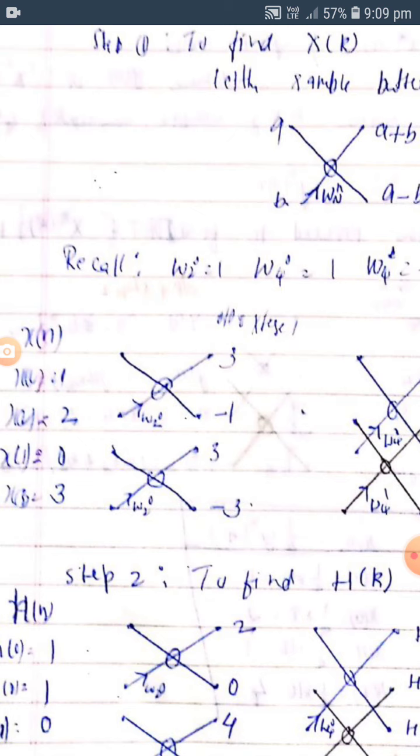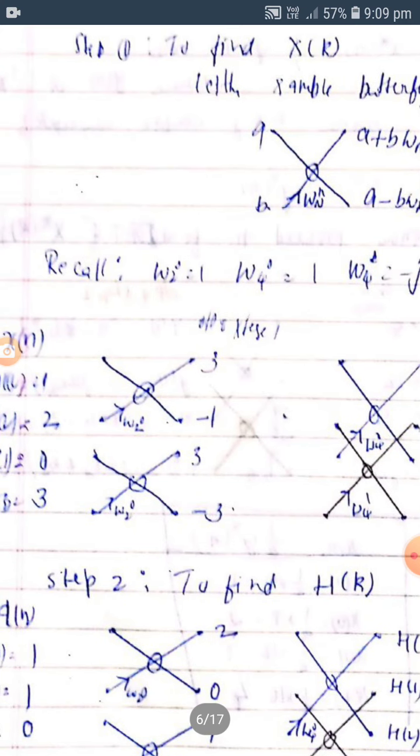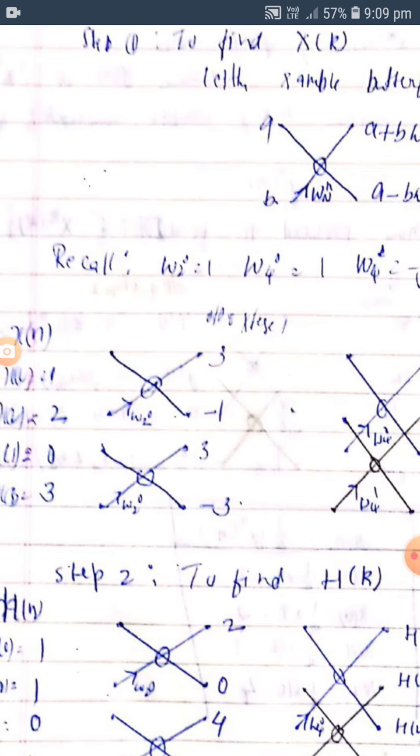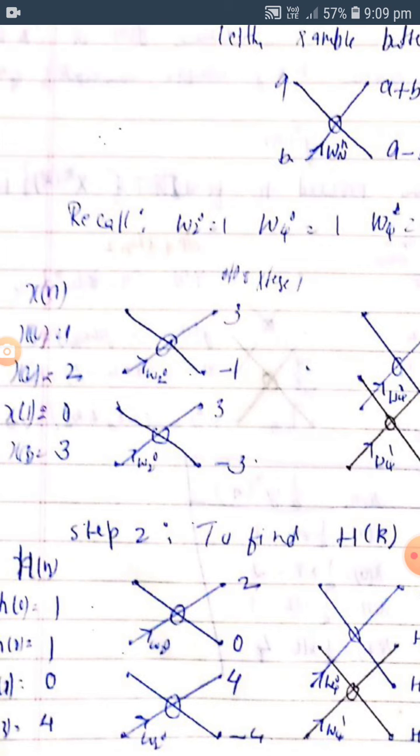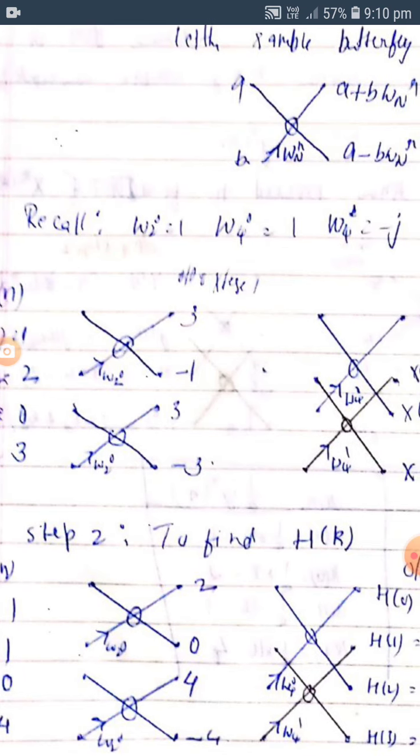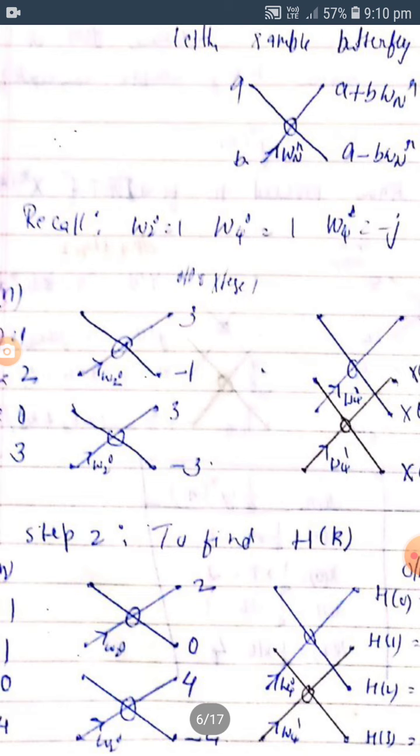Then x of 3 gets omega 2 power of 0. Then what we get, the A line output will be 0 plus 3 into omega 2 power of 0, that is 1, so 0 plus 3 into 1 is 3. Then for the second case, the B line output will be 0 minus 3 into omega 2 power of 0, that is minus 3. This clearly indicates the first stage output: 3, minus 1, 3, minus 3.